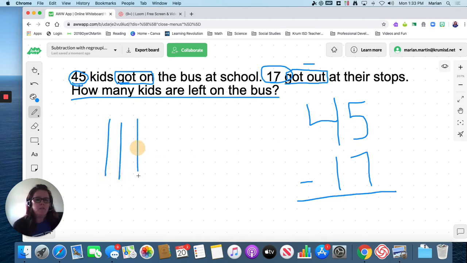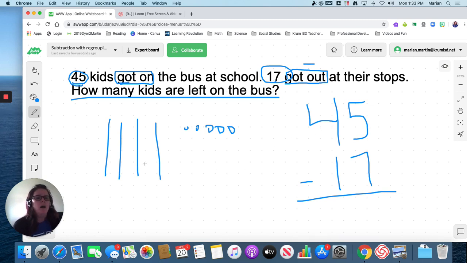1, 2, 3, 4 tens, 10, 20, 30, 40. And this time, as you can see, I just drew a line. That's all you have to do. And then I need 5 ones. 1, 2, 3, 4, 5. Okay, so I have 4 tens and 5 ones. That's what this number has, 4 tens and 5 ones.